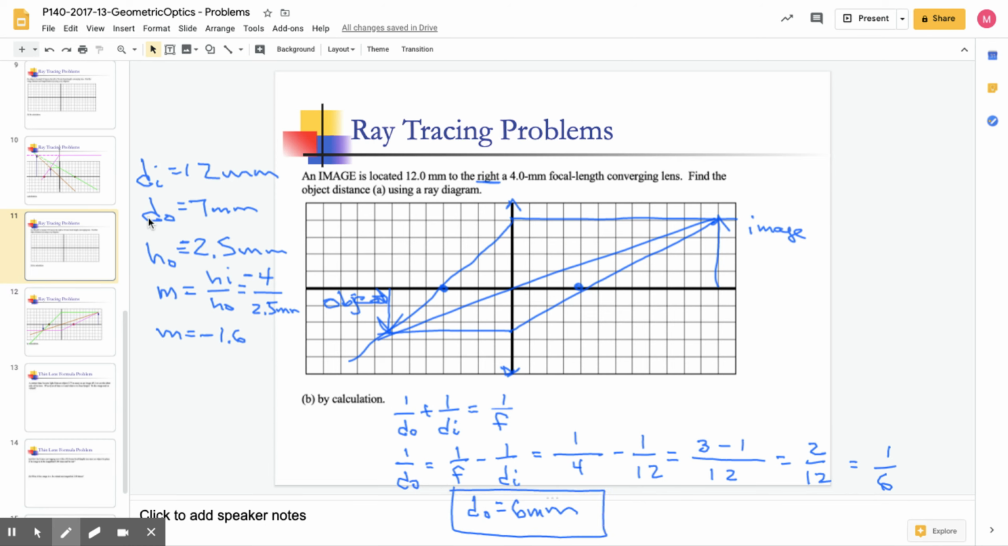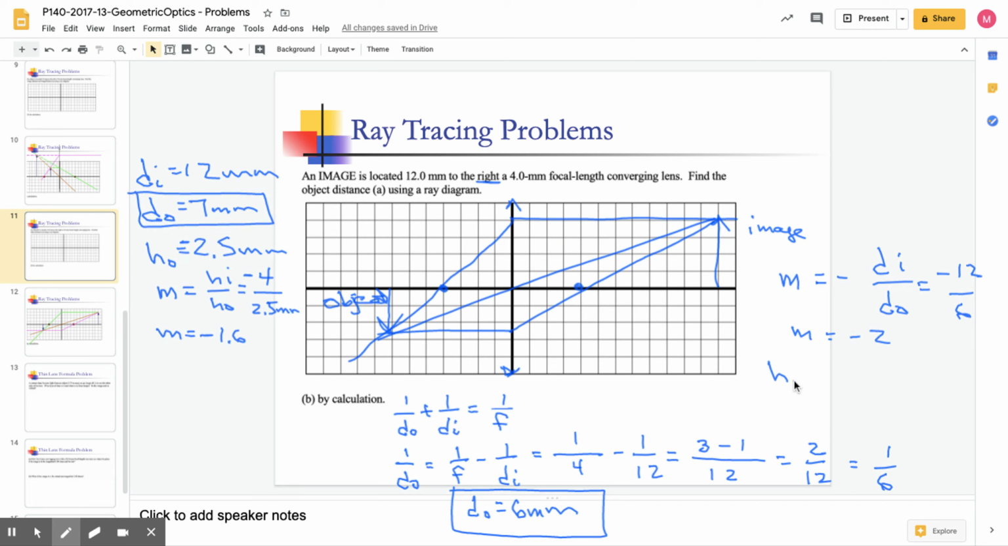And I compare that here: d0 was 7 in the drawing. I was not very good with my lines here. A ruler would help me to do a lot better, but they're pretty close, so my ray tracing wasn't too bad. If I want to do my magnification, it's equal to a negative di over d0, and that's equal to a negative 12 over 6. So my magnification is equal to a negative 2. That makes sense because my image is inverted with respect to my object.